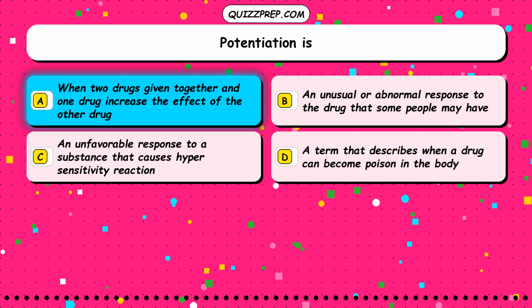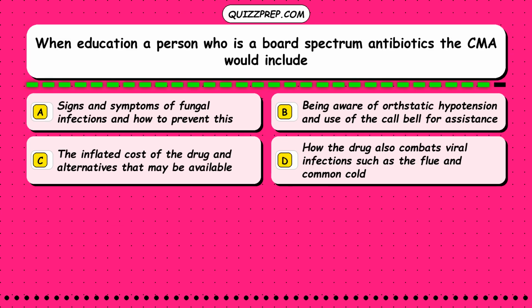The correct answer is option A. When two drugs are given together and one drug increases the effect of the other drug. Question 232. When educating a person who is on broad-spectrum antibiotics, the CMA would include: Option A.